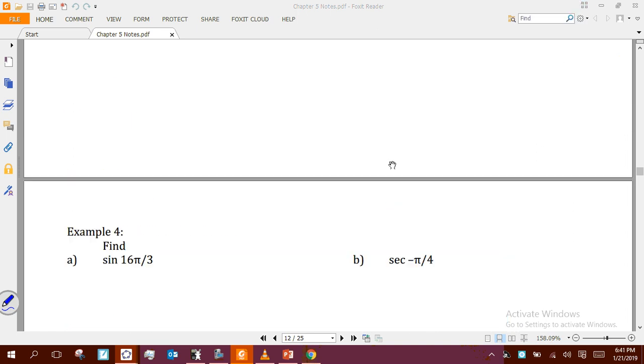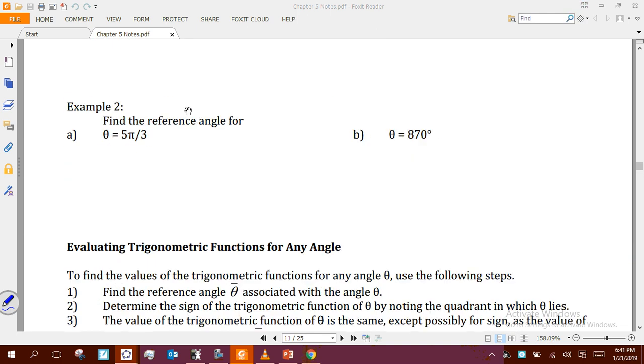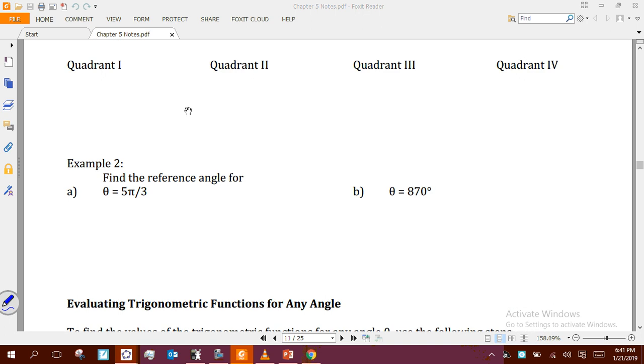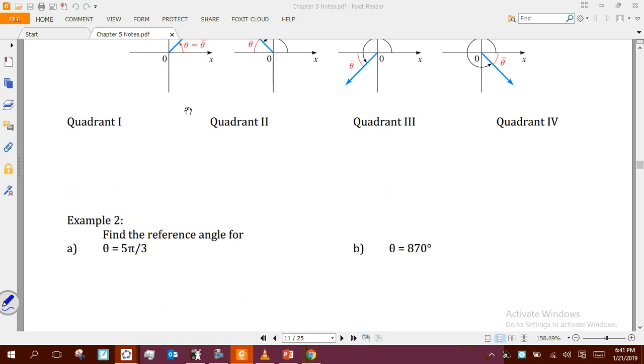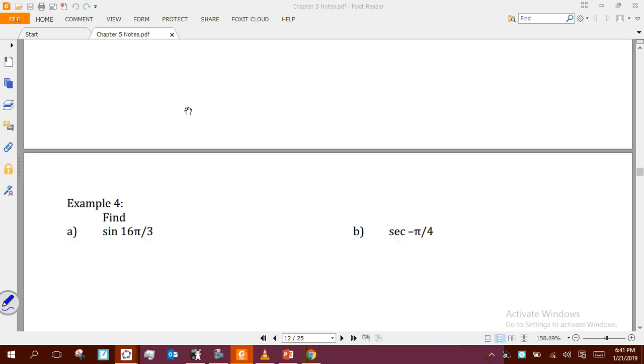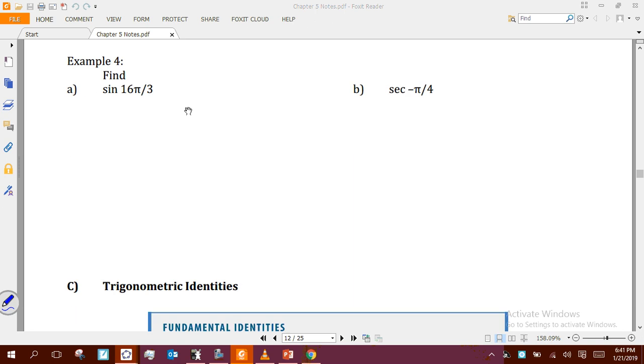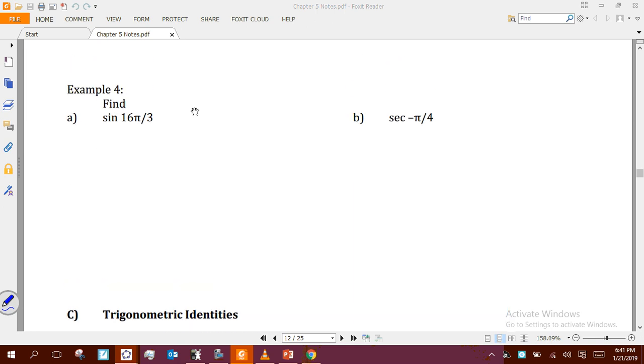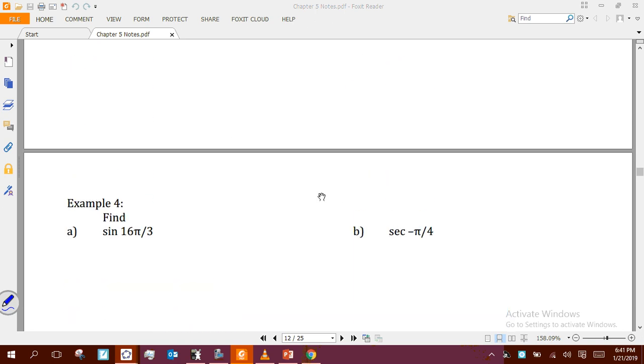Now, the only way that you're going to get good at these reference angles is practice, practice, practice. And there should be a lot of those in your web assigned assignments. Draw pictures. Be organized. Think things through. Whenever you see angles that are bigger than 360 degrees or bigger than 2 pi, find a coterminal angle with them. Yeah, you can do the same thing here.